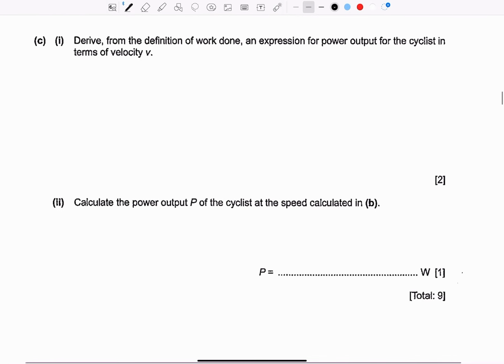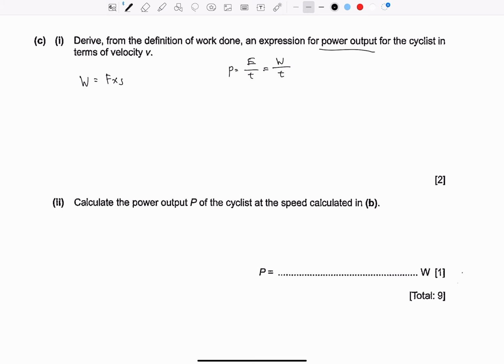Derive from the definition of work done an expression for power output of the cyclist in terms of velocity V. The definition of work done is the product of the force and the displacement in the direction of the force. So W equals F times S. They want an expression for power output. So what's the formula for power? The formula for power is energy over time, and energy is actually in the form of work done as well. So we have work done over time.